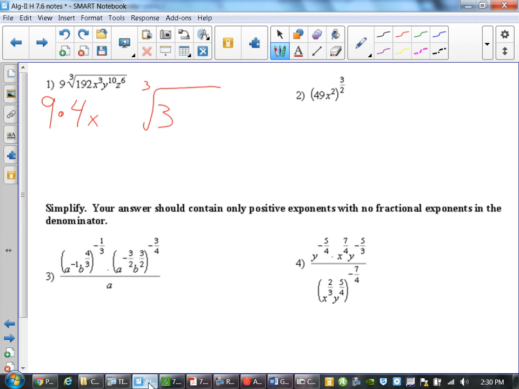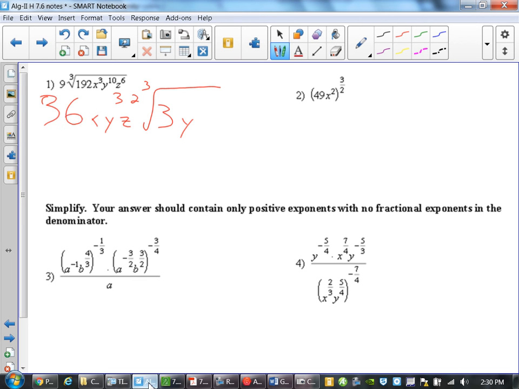So 3 goes into 10 three times. How many are left over? 1. 3 come out, how many stay in? 1. 3 goes into 6 how many times? 2 of them. Is there any left over? No. So the only thing I have left to simplify is 9 times 4.